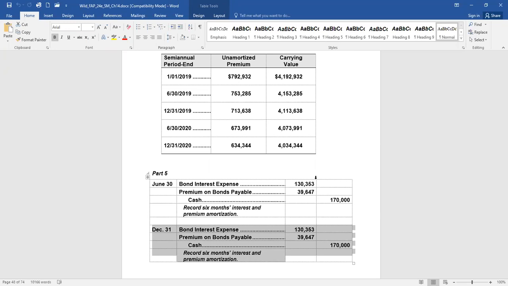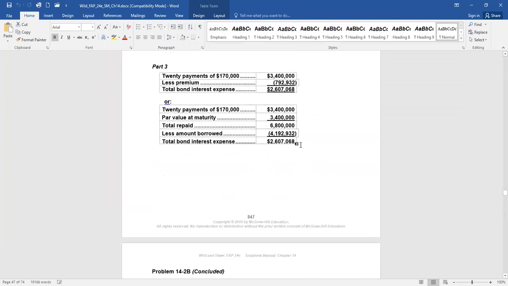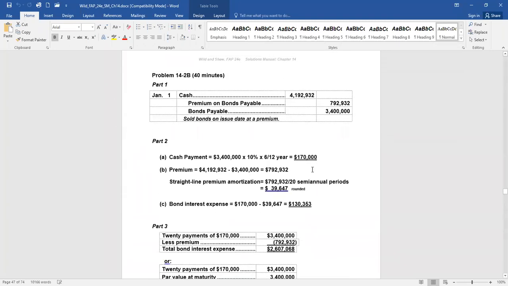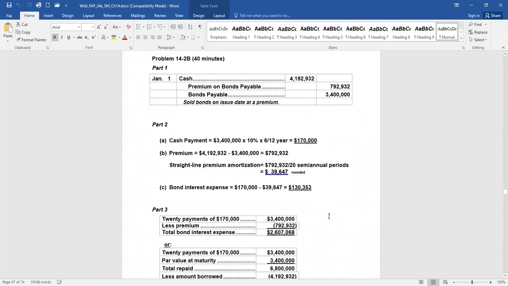So a lot of this is similar to when we sell a bond for a discount, except for that one little component, the premium, and how we account for it. We still amortize it, or spread it out, over the life of the bond. It's just that its impact on interest expense is opposite. It decreases interest expense, where a discount increases it.